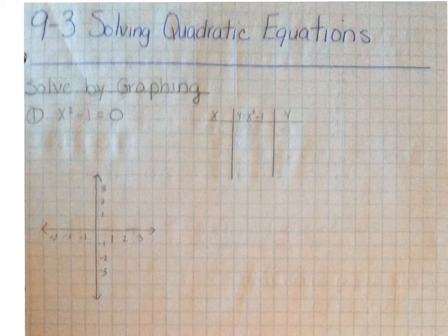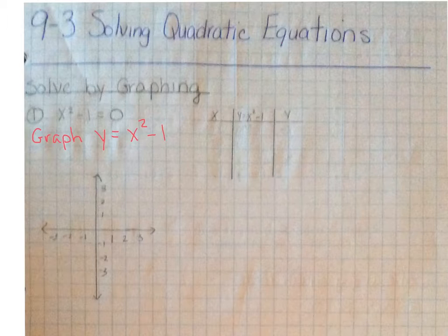9.3, solving quadratic equations. The first way we're going to learn to solve quadratic equations is by graphing. And you want to keep in mind that we are solving for x. That is our goal here, is to figure out what will x equal. So in example 1, x squared minus 1 equals 0. But when we go to graph, we're actually going to graph y equals x squared minus 1 instead of 0.